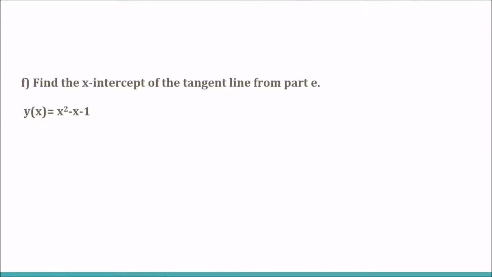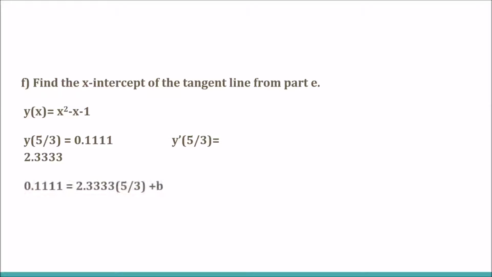We'll repeat this one more time to see how close we are getting to the actual solution of y of x. We evaluate y of x at 5/3, our intercept from the last part of our problem, and y prime of x at 5/3. We plug the values into y equals mx plus b to find the equation of the tangent line.